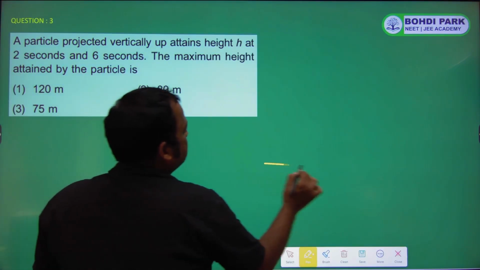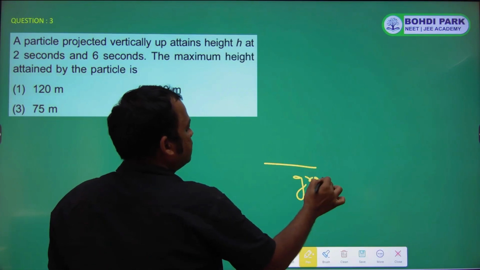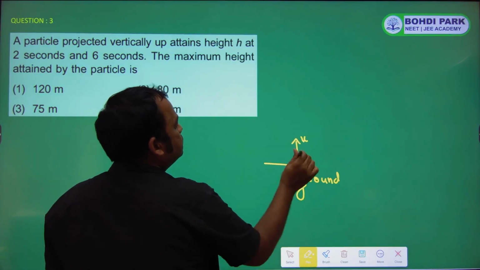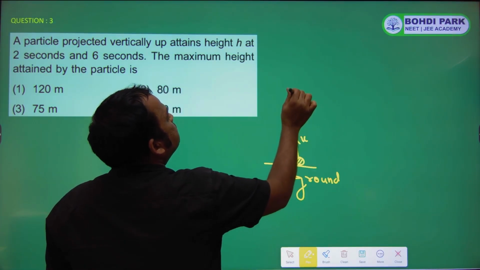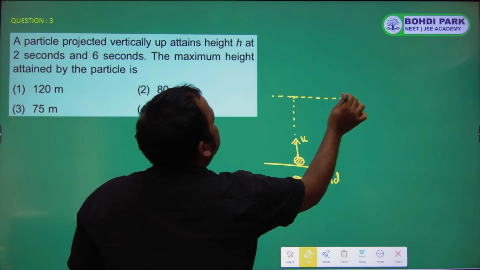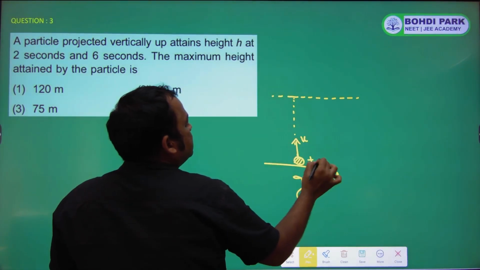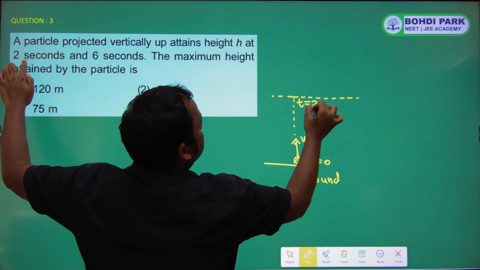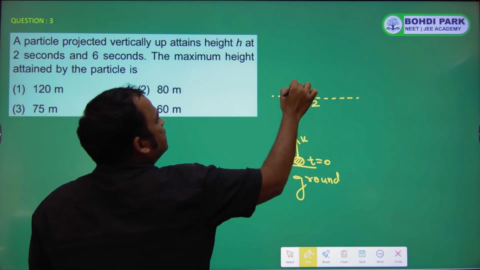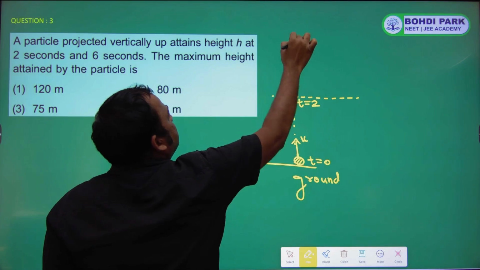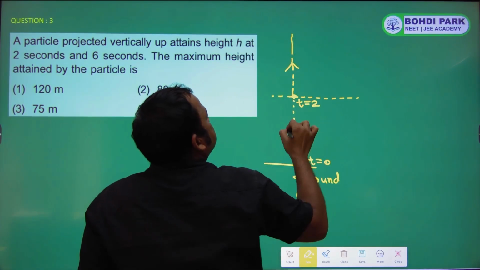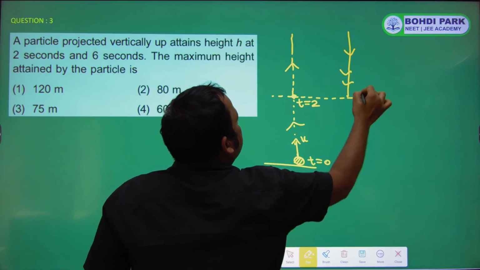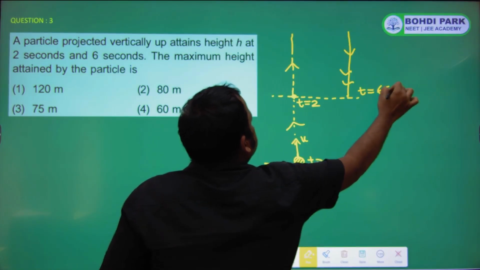So suppose this is the ground. The stone is projected with velocity u. So it is going up. Suppose this is the height they are talking about. So from t equal to 0 to t equal to 2, it is at this height, then it is further going up, then again it is coming back. So when it is coming back, it is at the same height at 6 seconds from the beginning.